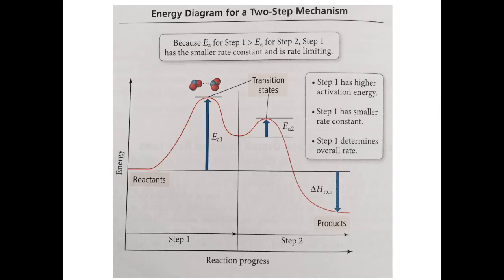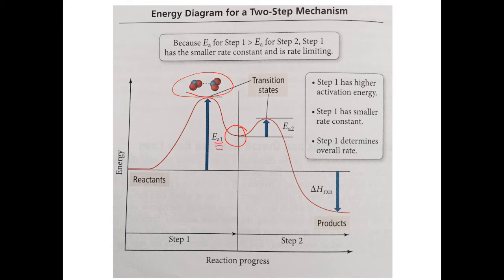Okay. So here's just an energy diagram for something that's a two-step mechanism. So here are your reactants. They have to go up one activation energy barrier. They form this transition state. That transition state is going to fall into an intermediate, okay, which happens here. Then those intermediates are going to react again into a second transition state, and then they fall into products.